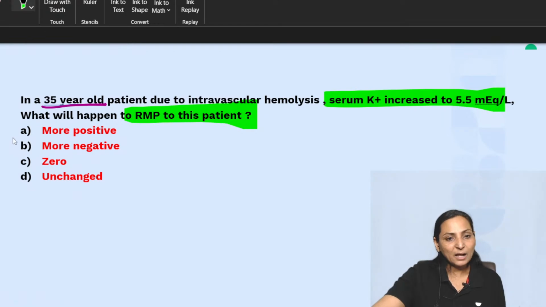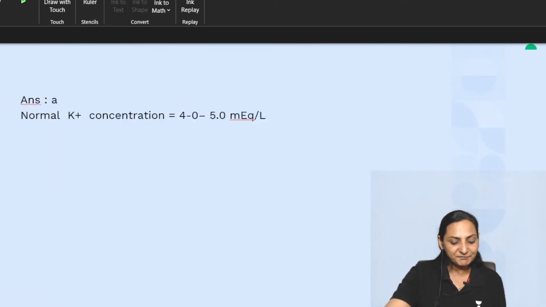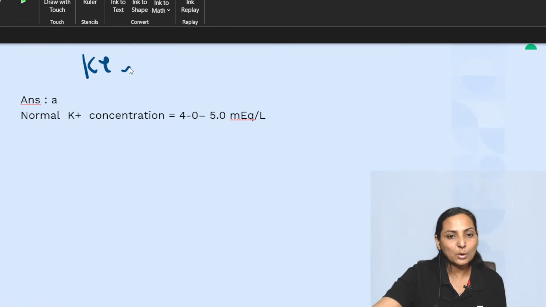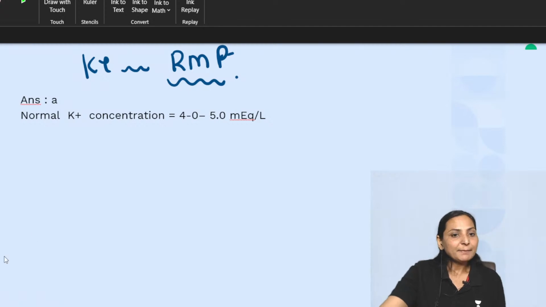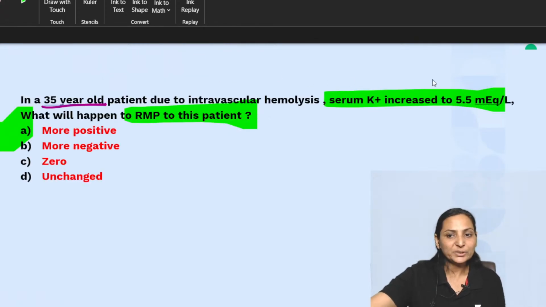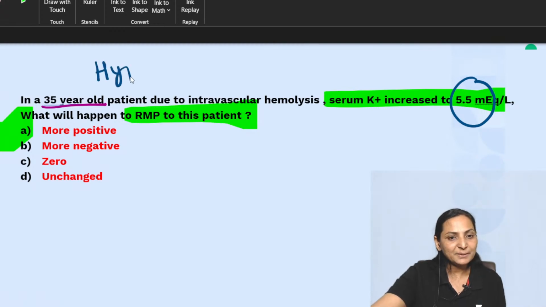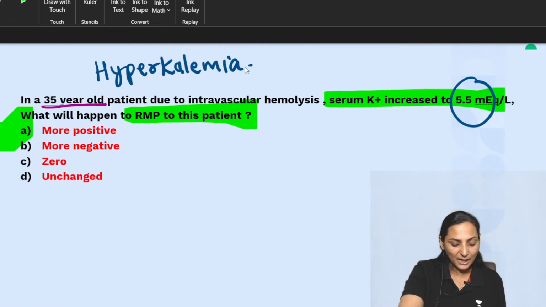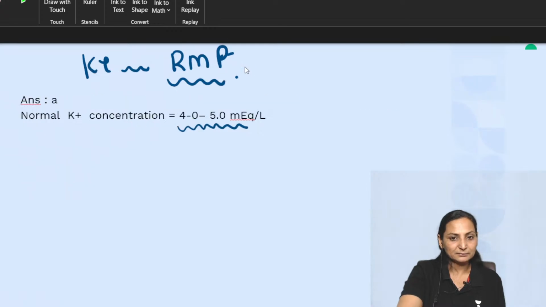Okay, so the correct answer is more positive. So now we'll understand this concept, that is a very important concept, the effect of potassium on your RMP. Now remember, the normal potassium concentration is 4 to 5 milliequivalents per liter. Therefore the answer, which is 5.5, means the potassium is more. That means this is hyperkalemia. So what is the effect on RMP of hyperkalemia, right?